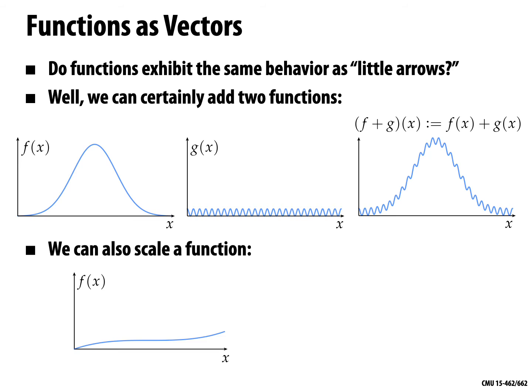So let's say I have this function, f of x. What does it mean to scale f by a constant a? How would you define the function af? Okay, again, hopefully not too hard. I would say af of x is, I evaluate f at x, and then I scale the resulting number by a. So again, I'm using the fact that real numbers are a vector space to turn functions into a vector space.